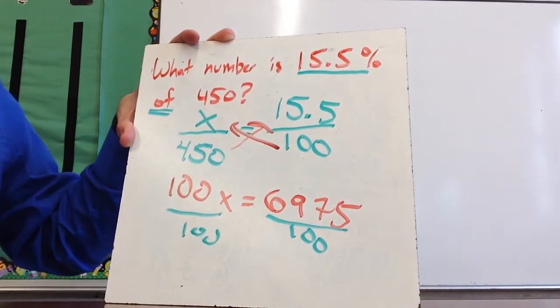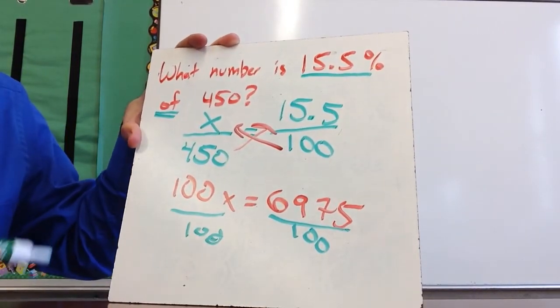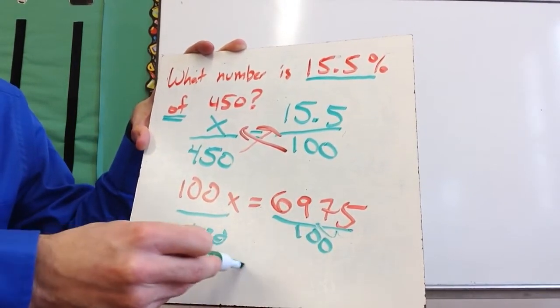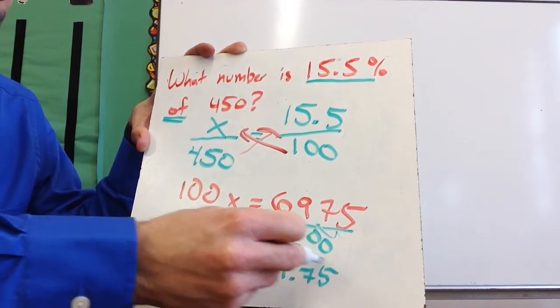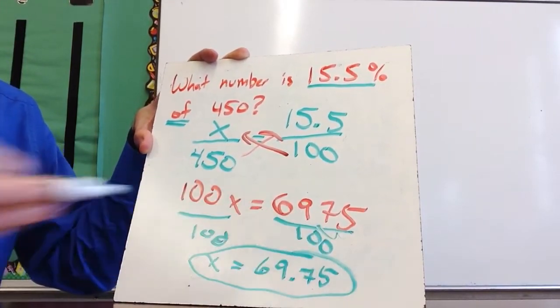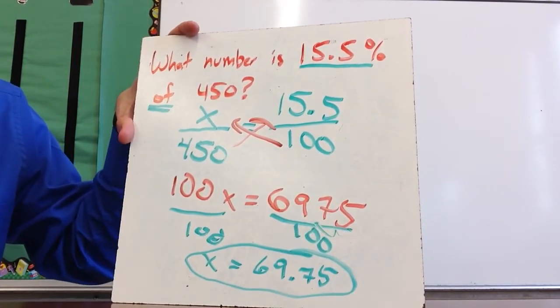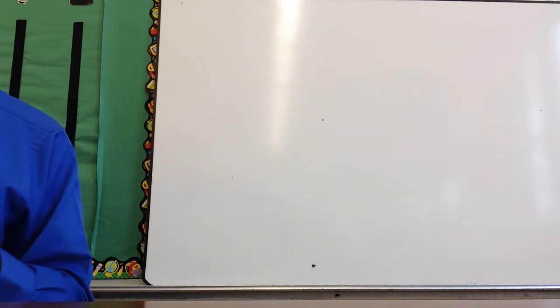Right? And if you think about the trick that we just learned about jumping the decimal, when I divide by 100, I'm essentially moving the decimal back two places. So x is going to be 69.75. Now notice this is not a percent, this is a number, so I can just leave it as 69.75. Alright, next.